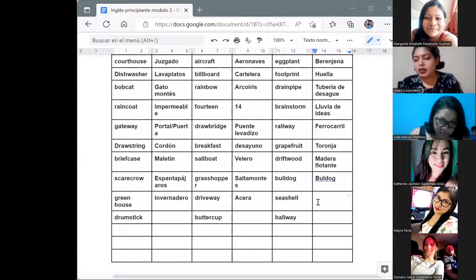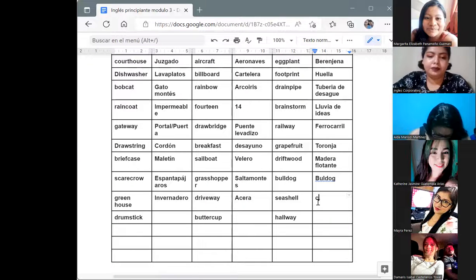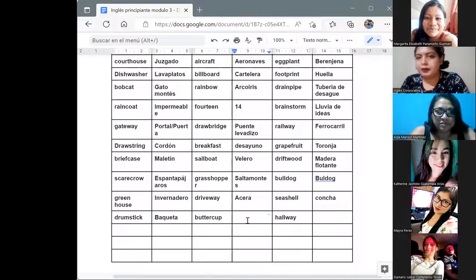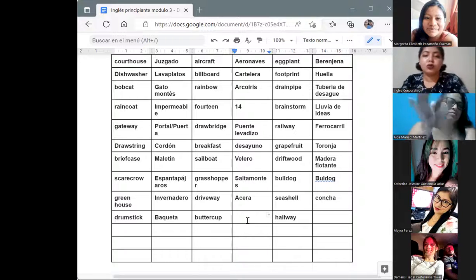Seashell. We find this on the beach. Concha. Drumstick. Baqueta. Play the drum. Buttercup. Botón de oro. Yes. Eso, botón de oro o ranúnculo.